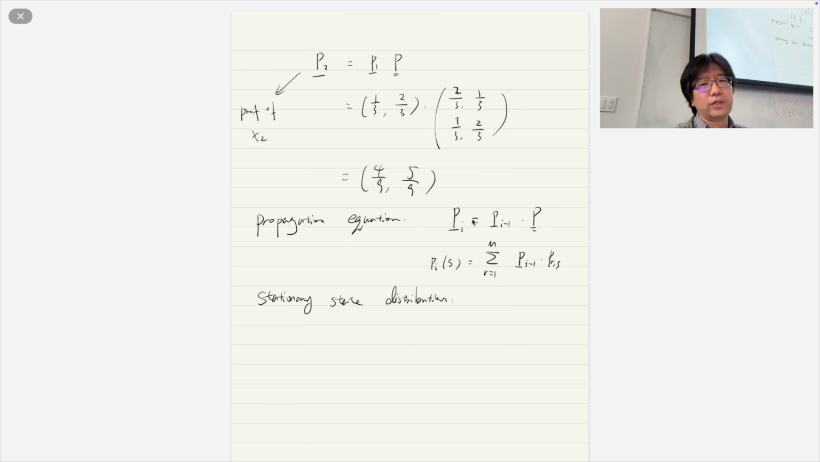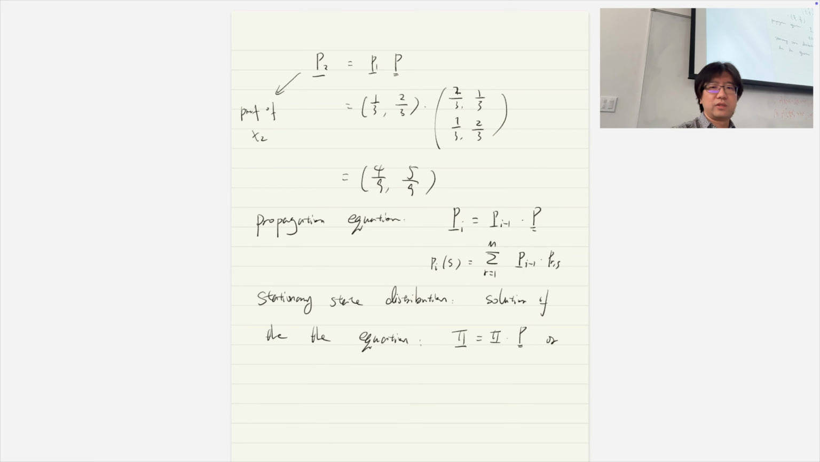Right, if we do this multiple times, the pi will converge. Therefore, it basically means that pi and pi minus 1 are the same. So the way to compute it is that we just need to solve the equation pi equals pi times P. So it means pi and pi minus 1 are the same. Okay.